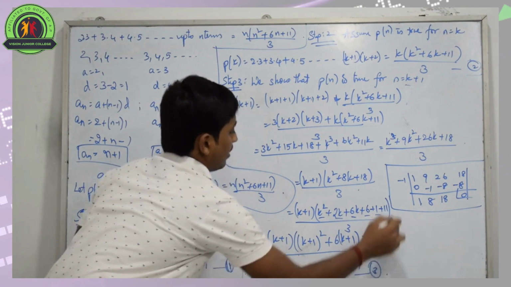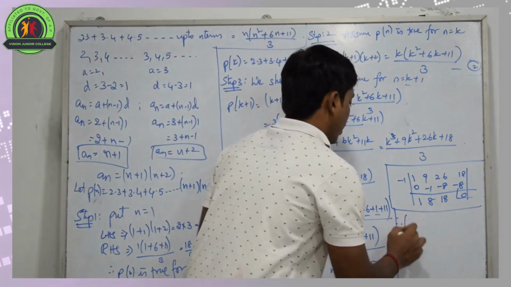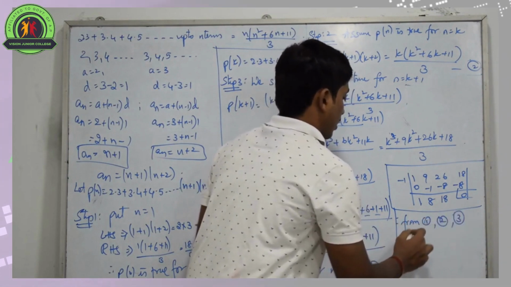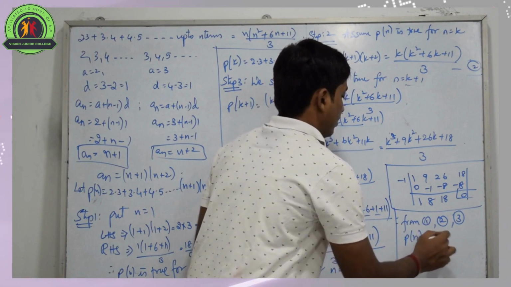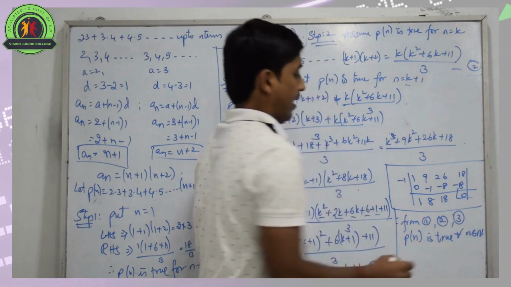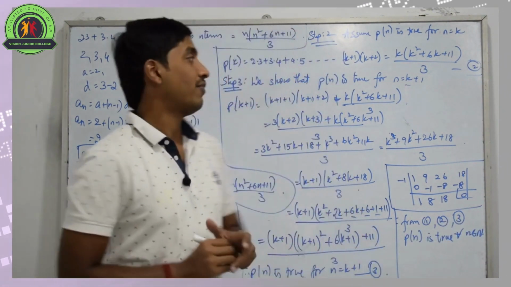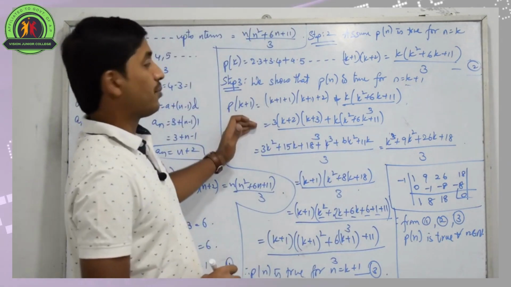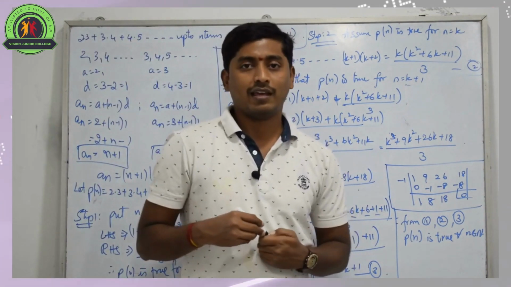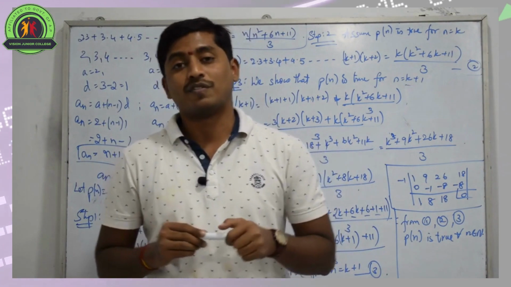This is my third statement. Okay. Therefore, from 1, 2, 3, P of n is true for all n belonging to N. Isn't it? Is it not easy? The only thing we have to remember is how to substitute it and how to find this nth term. Okay. Is it clear? Fine. Let us meet in the next session with more problems of mathematical induction.